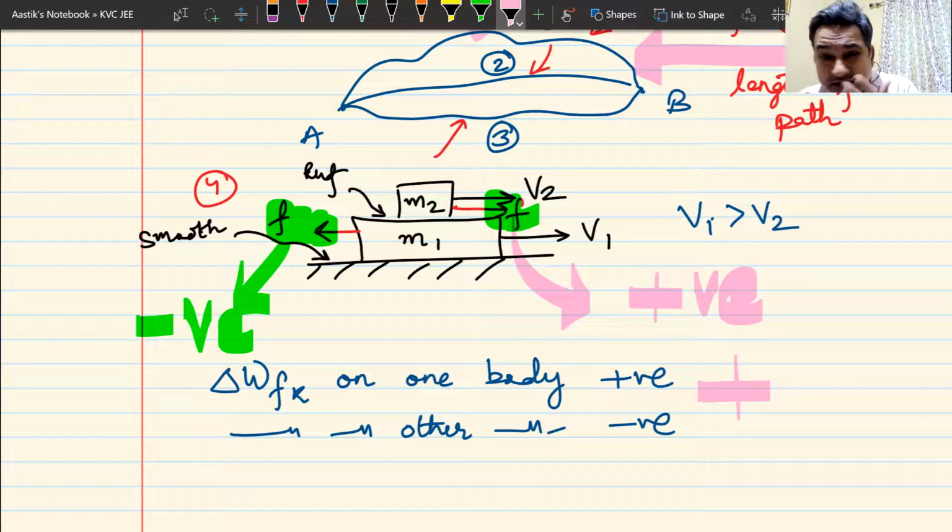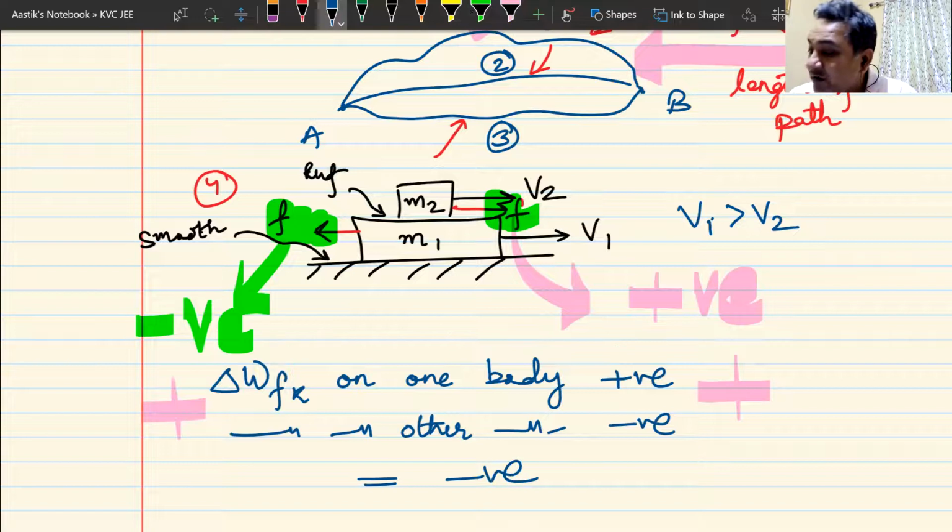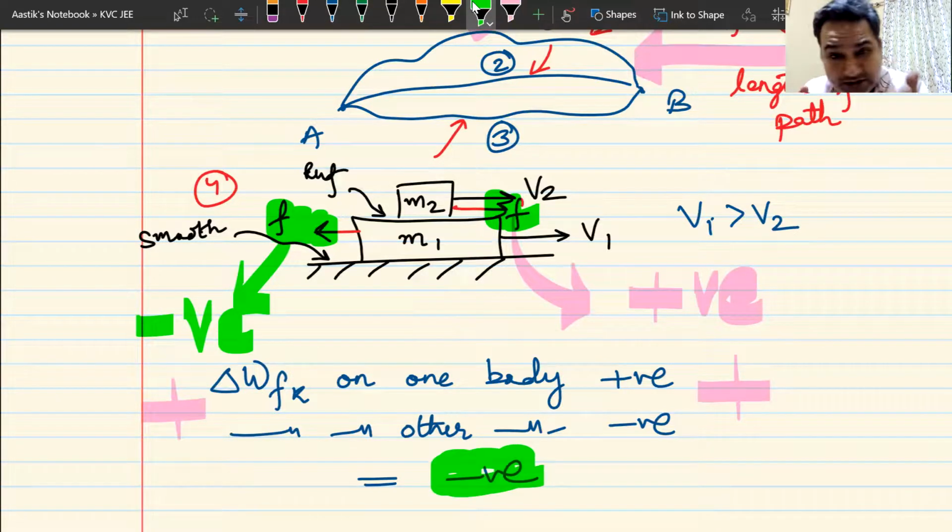The work done if I add these two will be negative. It cannot be 0. Beta, if it is 0, friction has done positive work on one body and negative work on the other body. If it becomes 0, there is no work lost, there is no energy lost. It cannot happen. So the total work done would be negative. Deepak also raised his hand for negative. So Deepak, congratulations. If I add these two works, the answer will always be negative. Am I clear? Now you can understand this.